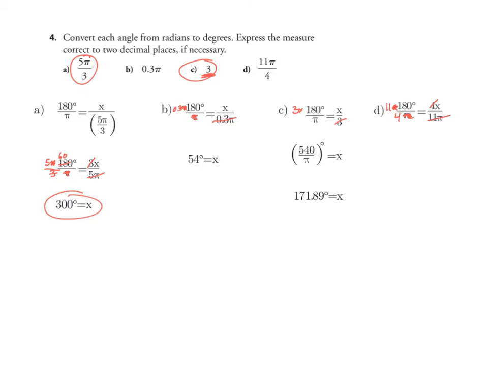180 can divide by 4. That'll be 45 degrees. And that's 4. So 45 times 11. Let's see, 450 and 495.